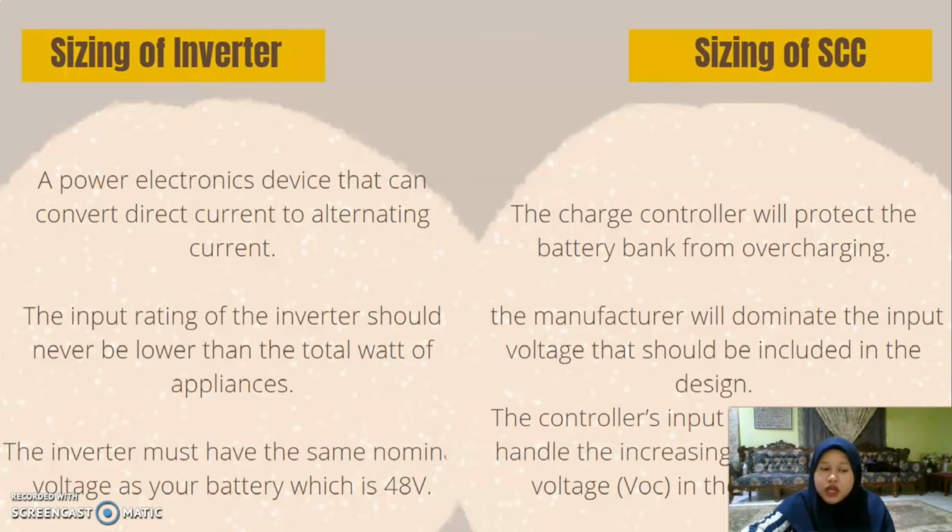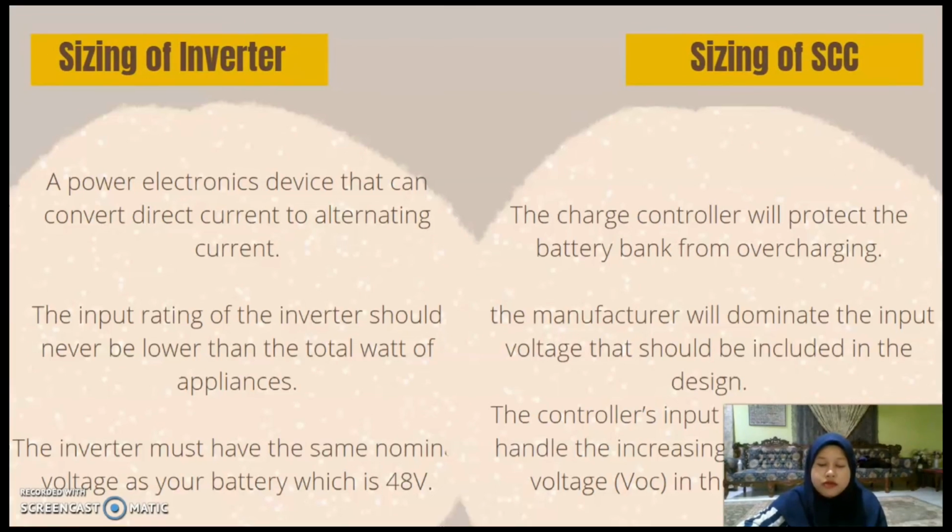Other than that, temperature and open circuit voltage have to be considered in order to choose the correct size of SCC. Since the PV open circuit voltage, VOC, goes higher as the temperature drops, we need to make sure the controller's input voltage ratings can handle this in the cold of winter.